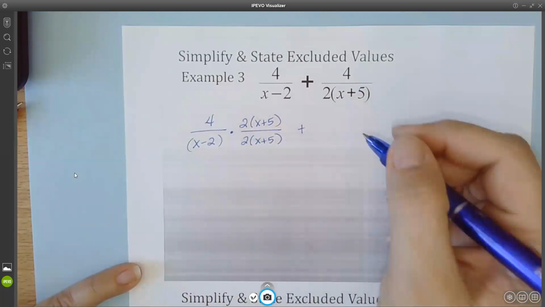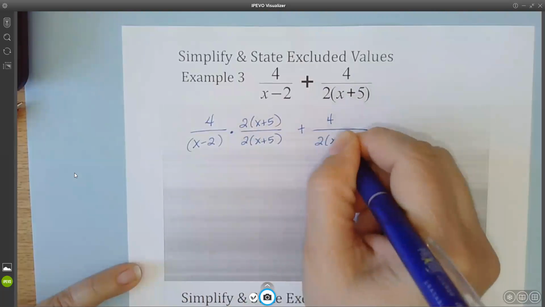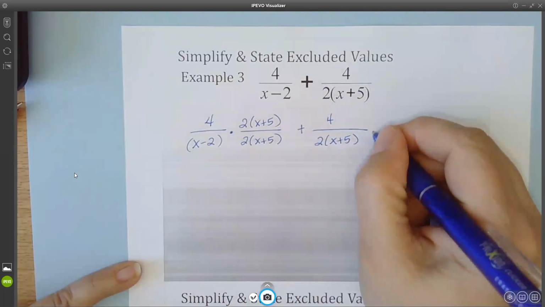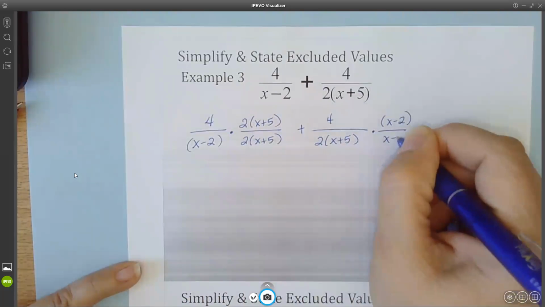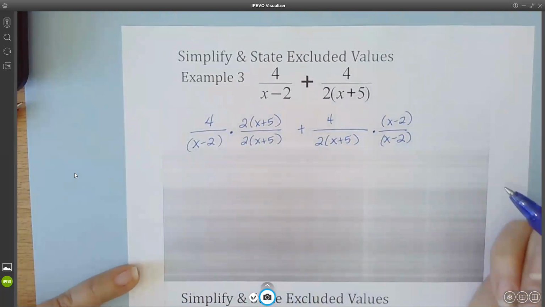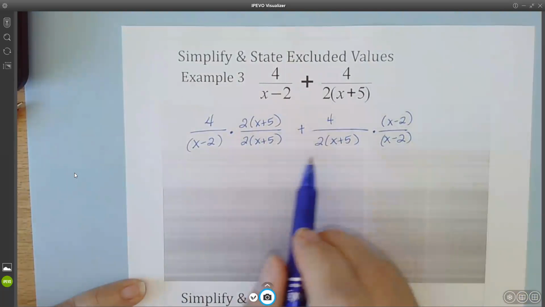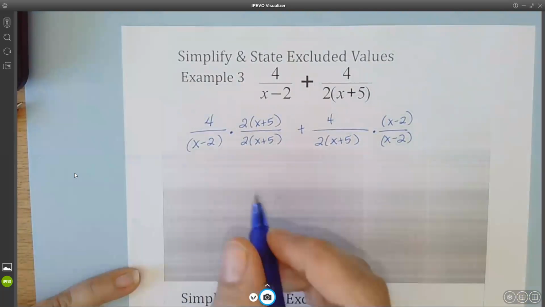And then I'll add 4 over 2 times x plus 5. This denominator doesn't have an x minus 2. So I multiply times x minus 2 over x minus 2, which is another way to write 1, of course. That's why we're allowed to do this. And then I combine and simplify and figure out what's excluded and whatever.